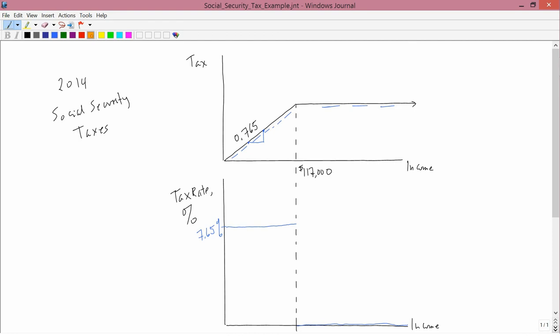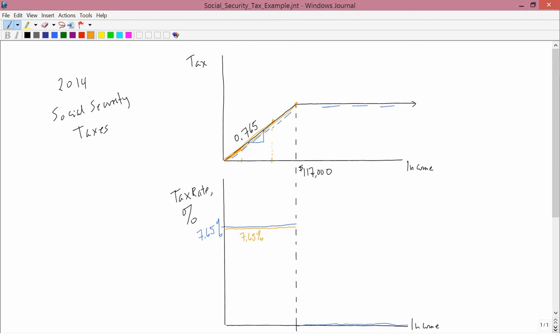Now let's do average. If we take an income level like this, go up, draw a line from the origin to that point, we get a line that has a slope of 7.65%. If we take an income level like this, go up to the function, draw a line from the origin to that point, that line has a slope of 7.65%. If we go to 117,000, draw a line from the origin to that point, that line has a slope of 7.65%. So between 0 and 117, the average is constant at 7.65%. So the average is also going to be 7.65. I'm drawing it a little bit below here, even though it's exactly 7.65%, just so you can see the difference between the blue line and the orange line, but they're exactly the same.